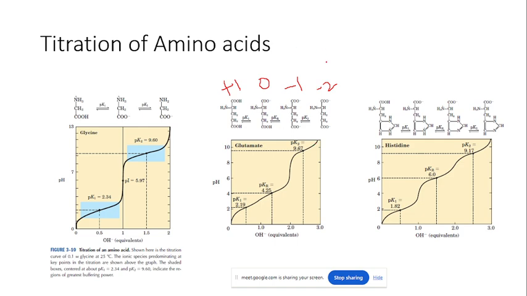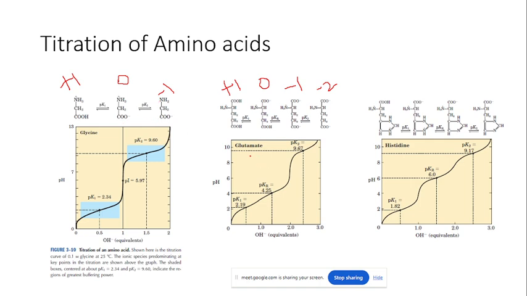So now if I ask you how much is the pI for this, how will you calculate? For glycine, here it was plus, then losing this it became 0, then losing this it became minus 1, right? And always remember, when you shift from plus 1 to minus 1, and if there is a 0 in between them, then pI will be equal to pK1 plus pK2 by 2.